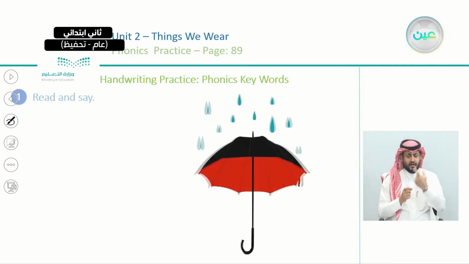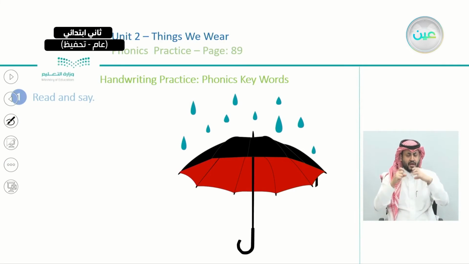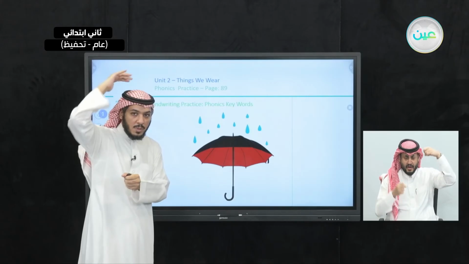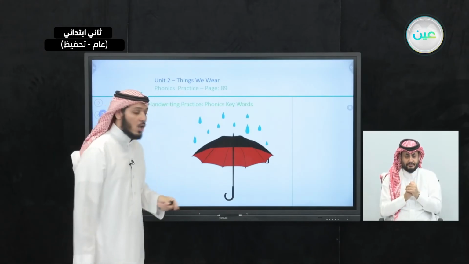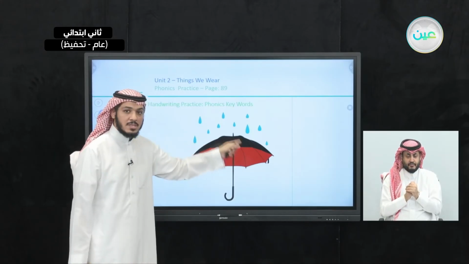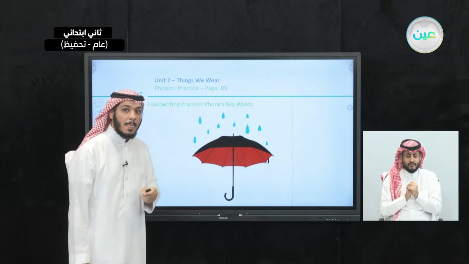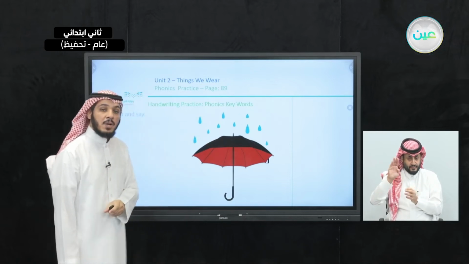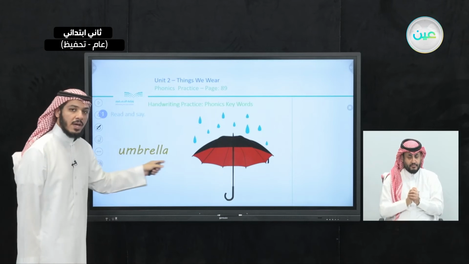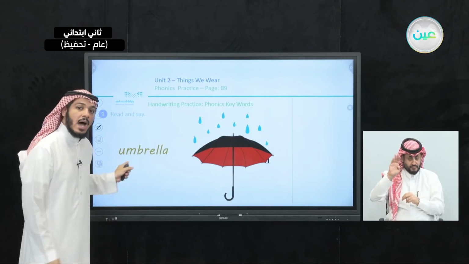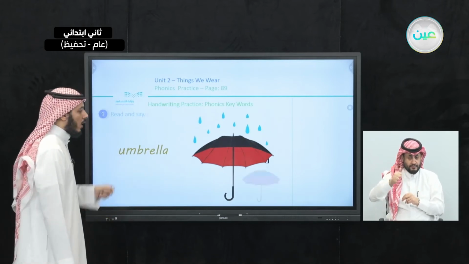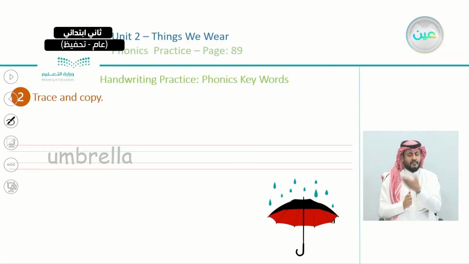First of all, we have this picture. What is this? Yes, you use it to cover your body from the rain or the sun. Now can you tell me what this is? Starting from U, it's umbrella. Excellent. So we have umbrella, umbrella. Say it with me. Umbrella. Excellent.